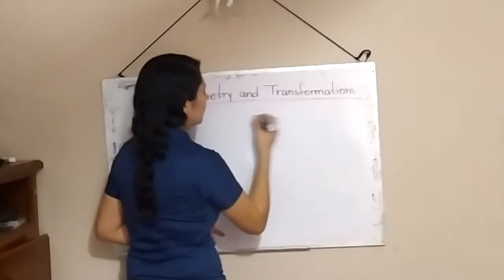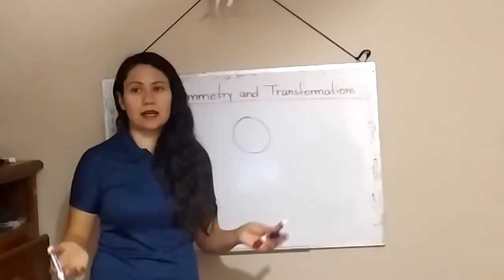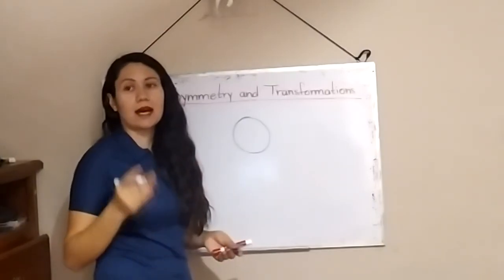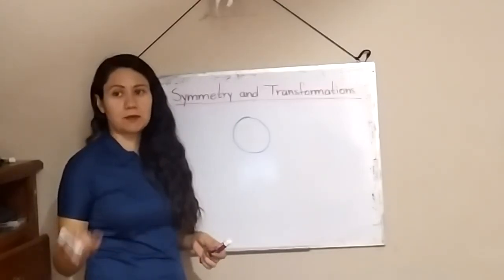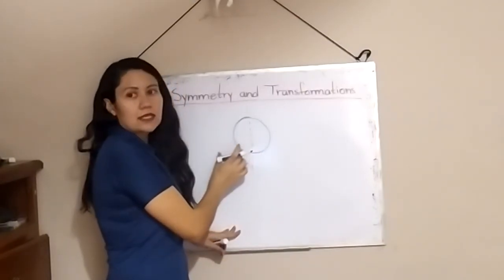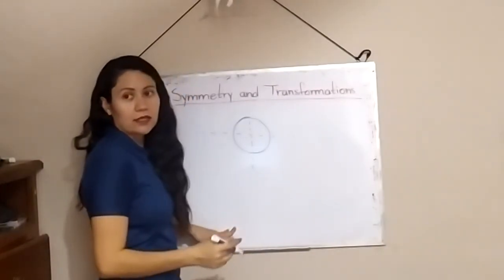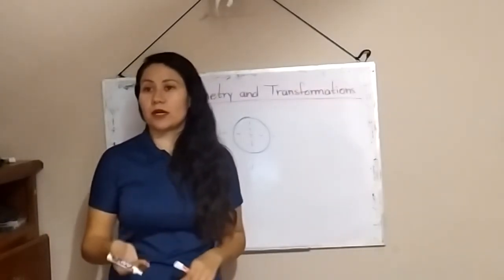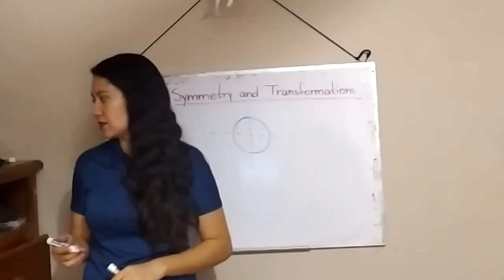For example, circles. Circles have infinite lines of symmetry. Okay, we can trace any line in any point as long as it goes through the middle, and the circle is always going to be the same on both sides. Okay, we can trace a line in here, and this half is the same as this half. We can trace a line in here, and the upper half is the same as the lower half, and it doesn't matter where we trace the line, the circle is always going to be the same on both sides.